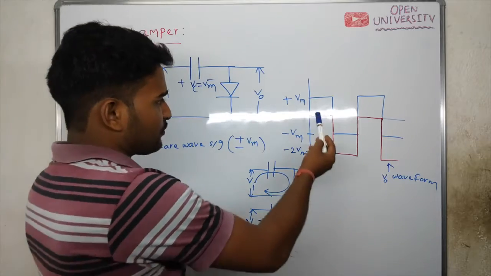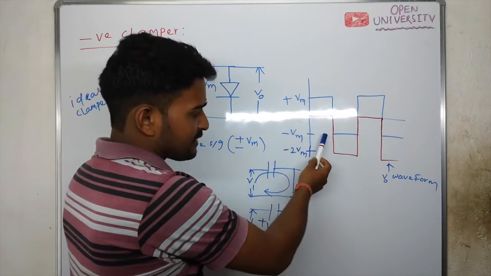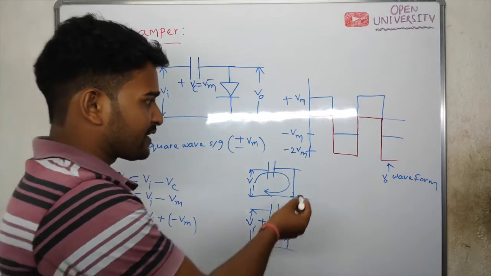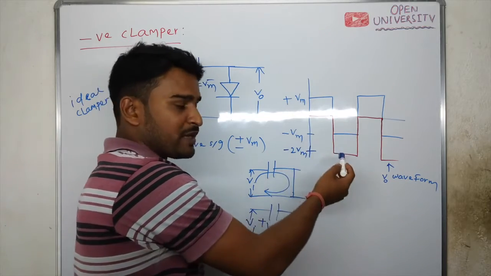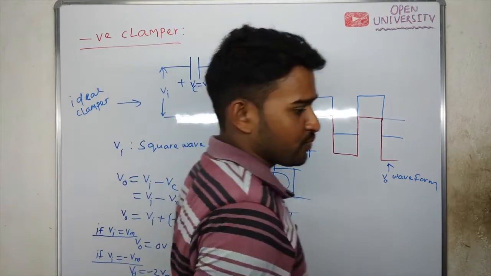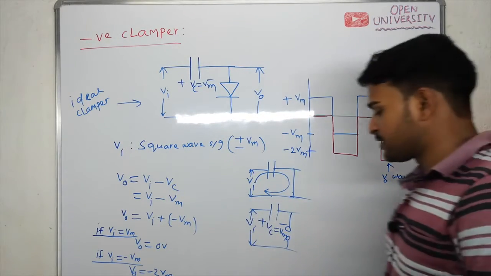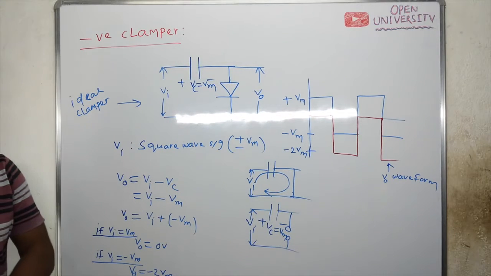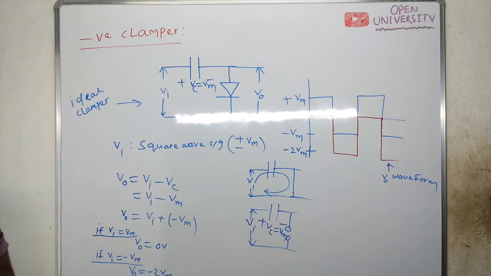What was the peak to peak value of the input signal? This is Vm and this is minus Vm. So the peak to peak value of the input voltage is 2 Vm. What is the peak to peak value of the output waveform? Also 2 Vm. This is 0 and this is minus 2 Vm. So the clamper does not change the peak to peak value as well as the shape of the signal.